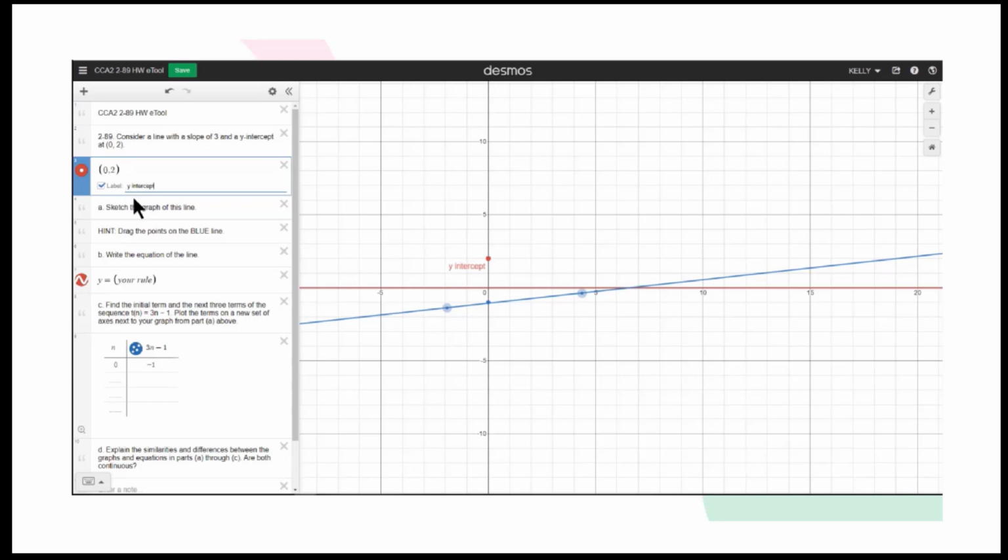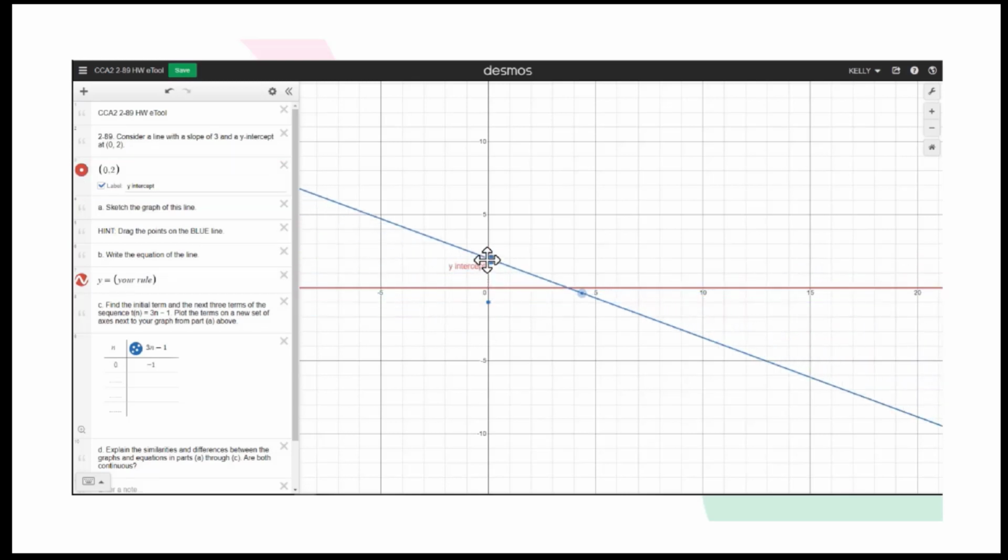Okay, so I have that now. So sketch the graph of this line. Hint, drag the points on the blue line. Okay, well, I'm going to go ahead and do that. I'll take this to this part, okay? And then it's going up 3 over 1. So that's my line. So now I got to come up with my equation, all right?